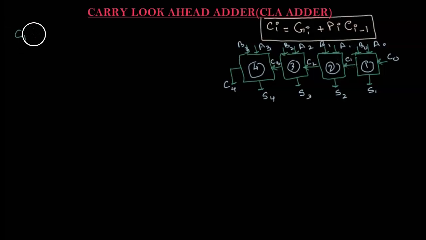So C1 is equal to G0 plus P0 ANDed with C0. That is C out of the previous stage. That is how we get C1. Similarly, now we have C2.